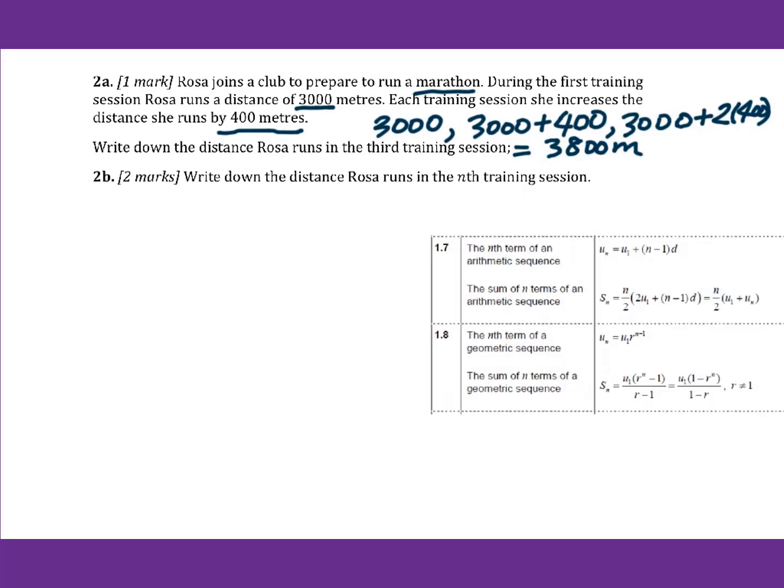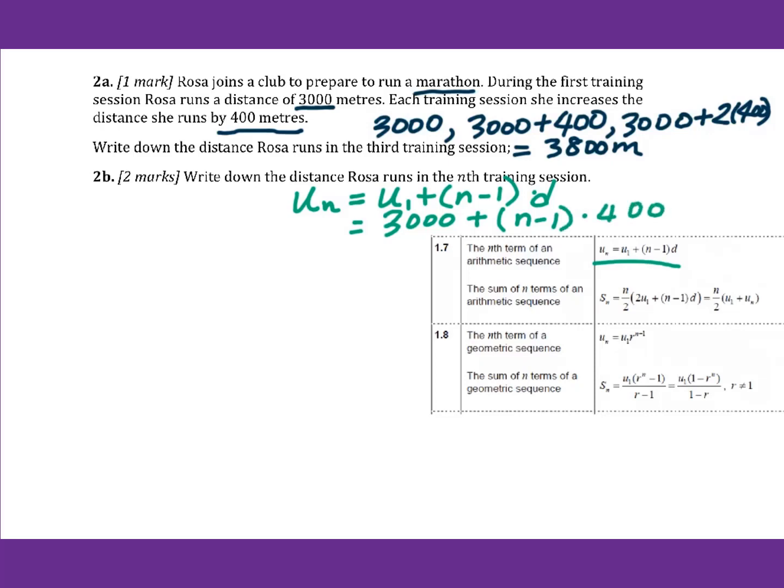Write down the distance Rosa runs in the nth training section. Basically, we are looking for u sub n equals. We plug into this formula, u sub 1 plus n minus 1 times d. We are looking for the formula this time. n will be the variable, so you will get 3,000 plus n minus 1 times 400, where 400 is the common difference.